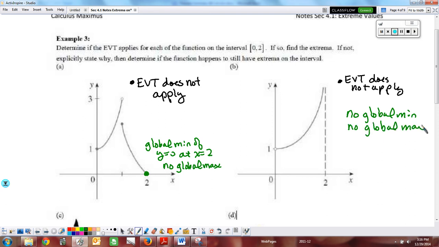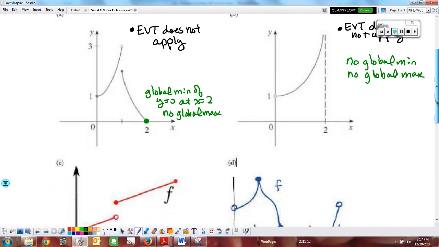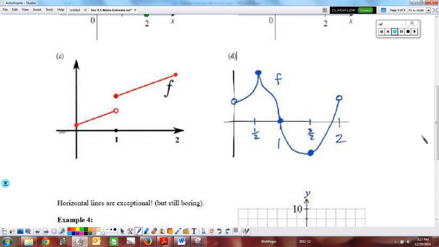And don't tell me the global max is infinity. It has to be a single y value for which there are none higher. And infinity is not an actual number, it's a destination, so we would not choose that. All right, if we take a look at C, again, 0 to 2, notice that we are not continuous. We have a jump discontinuity here in the middle. So our EVT does not apply.